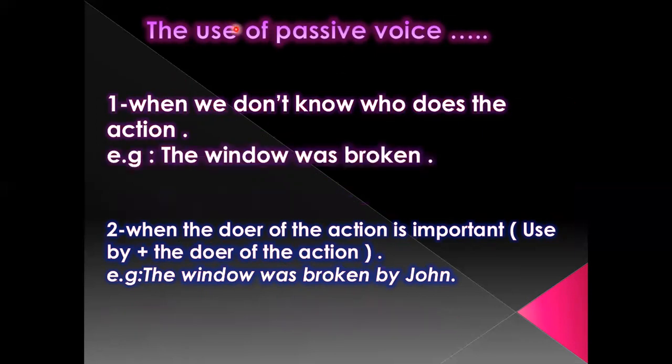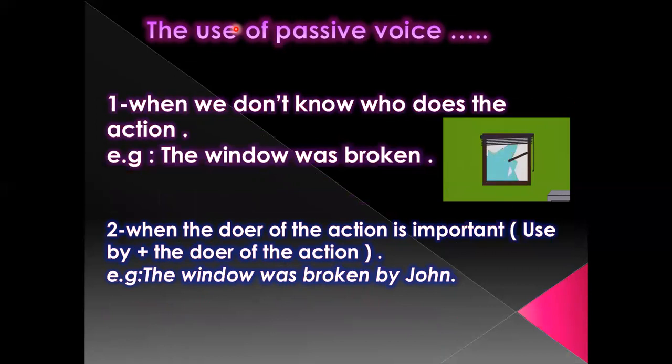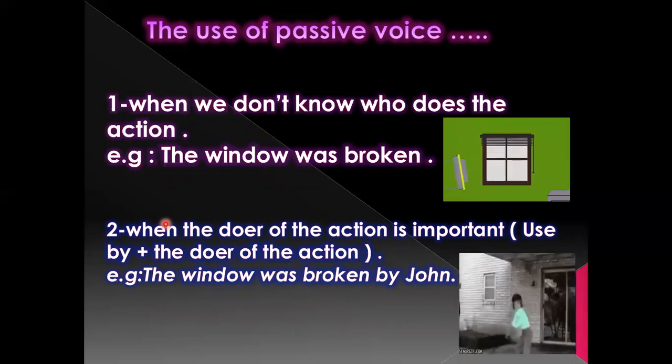Look at this picture. When I ask you, who broke the window? We don't know. So you say, I don't know. What we know is that the window was broken. Okay, so the first use of passive voice in English is when we don't know who does the action. Again, when we don't know who does the action, we can use the passive voice. So here in this example, we don't know who broke the window, so we use the passive voice. The window was broken.